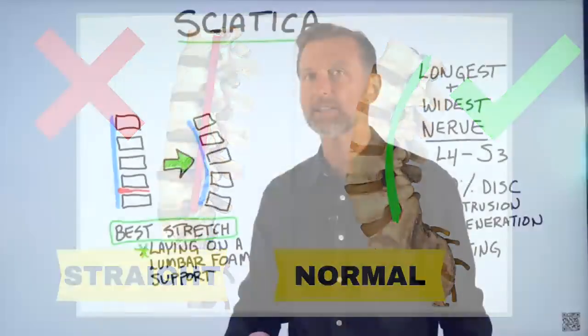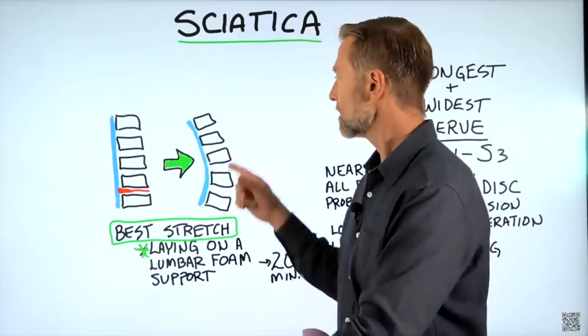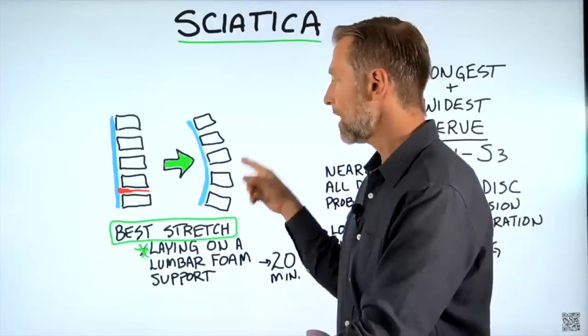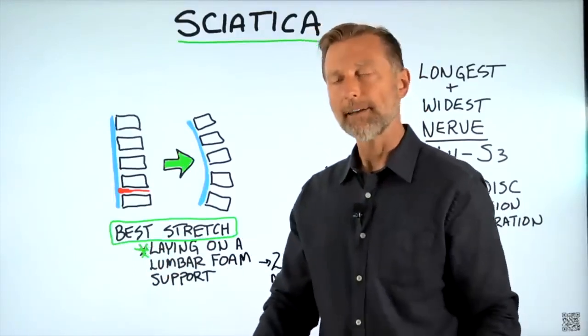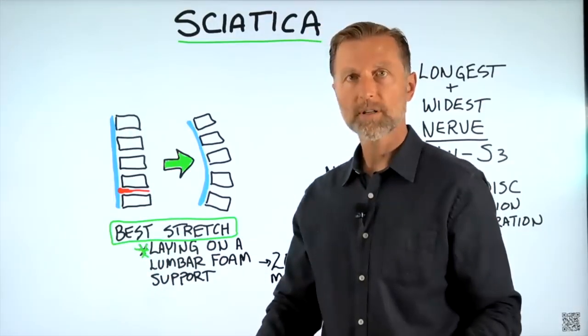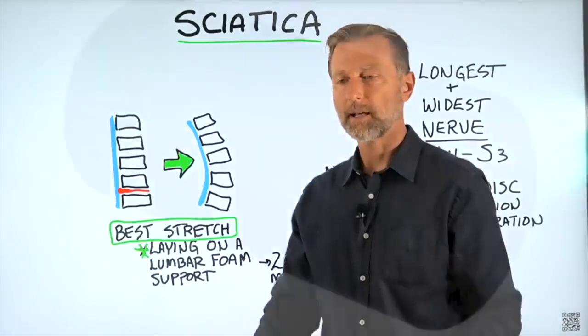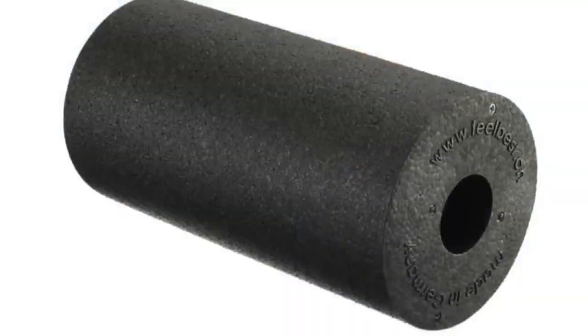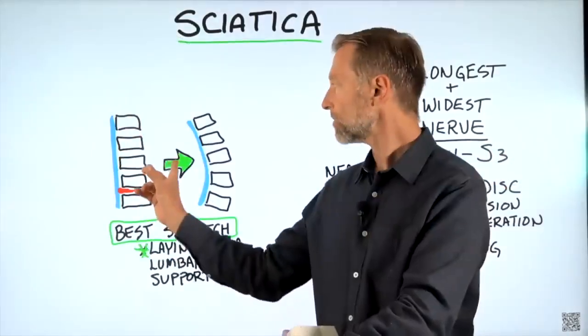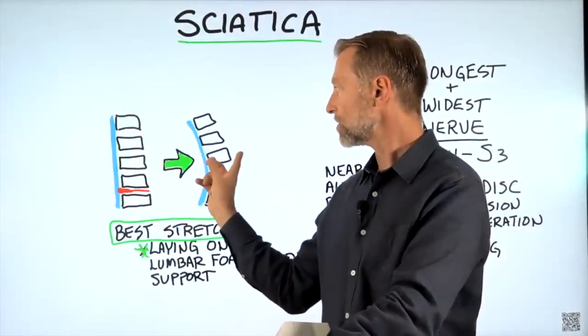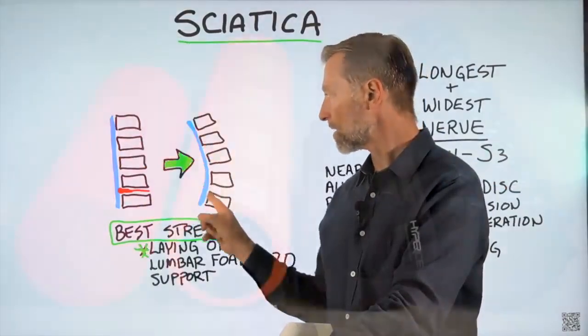So now the question is, how do we get this curve back? What you're going to do is you're going to do a stretch that involves a foam support, a low back support. You can call it a foam block or a low back support, but it needs to be firm enough so when you lay on your back with this support, it gives you significant pressure in this direction to start putting this curve back.